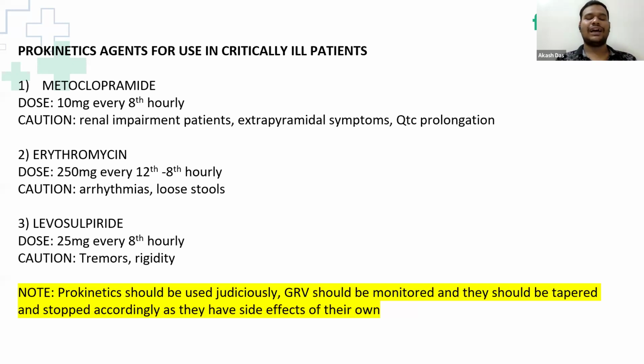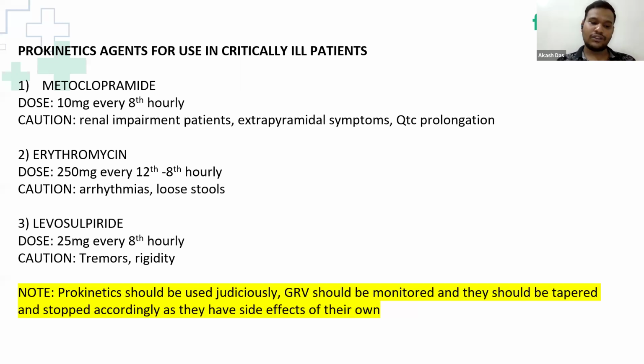And then also erythromycin, because of the motilin receptor, it binds and it also increases the gastric emptying rate. So erythromycin can also be used. So the dose is 250 mg every 12 to 8 hourly. Watch for loose stools. Levosulpiride can be used. So the dose is 25 mg every 8 hourly. Tremors and rigidity are very common side effects for this drug.